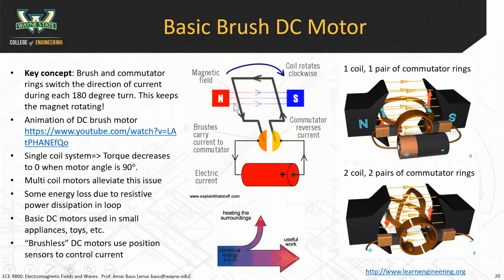Now the key thing about the brush DC motor is that you have this thing called a commutator. In order for the motor to keep on rotating, you have to keep the torque going. All right. So when the loop is in this position, I'll draw it up here.